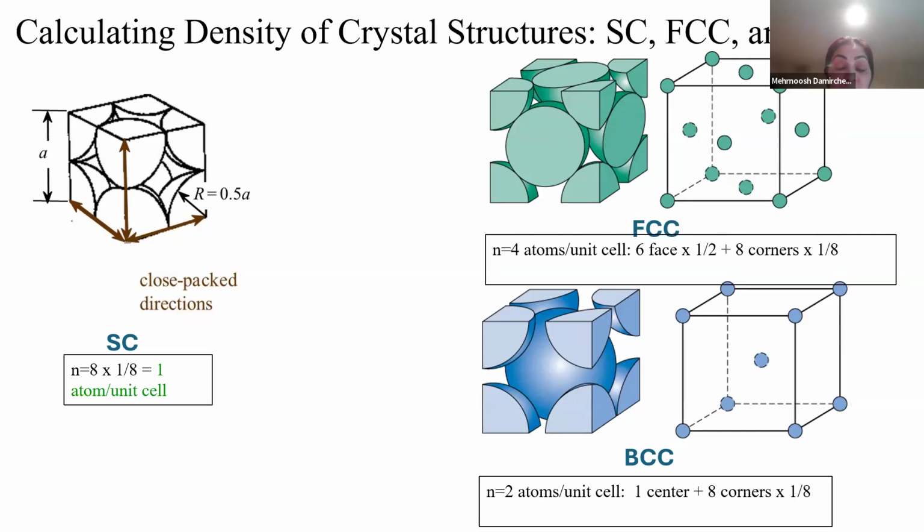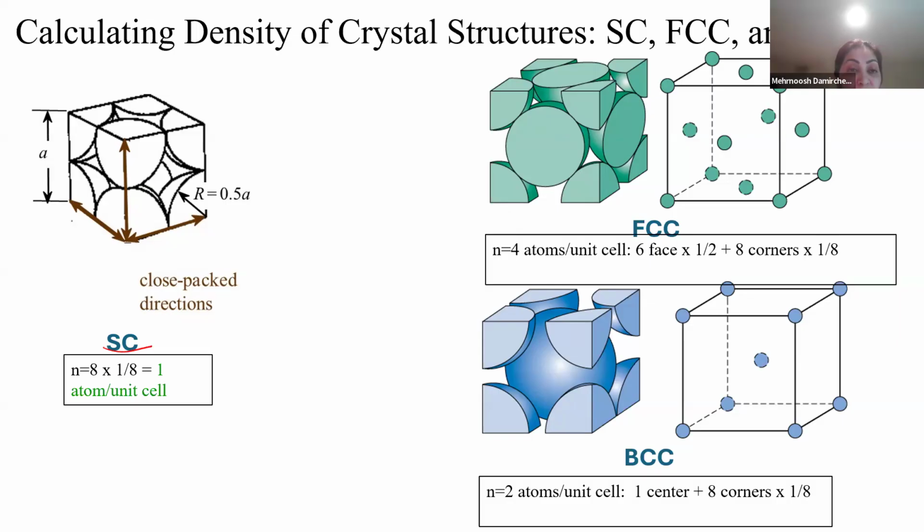If we know the atomic weight and the atomic radius of an element, we can calculate its density, and vice versa. If we know the atomic weight and density, we can find the radius of the atom. Okay. In this slide, you see the structures of different structures. The first one is SC that you see at the left side here.